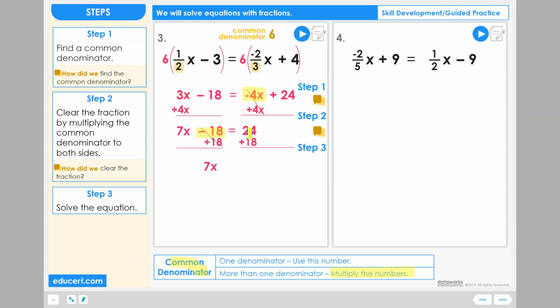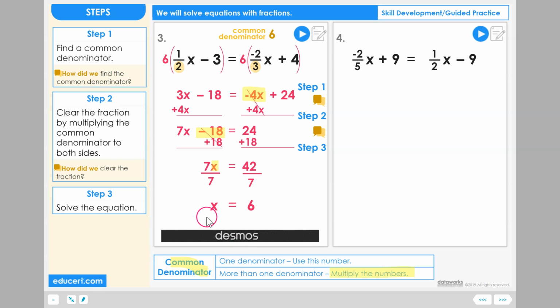7x is equal to 24 plus 18, which is 42. To finish solving our equation, we're going to use a multiplicative inverse of dividing by 7 on both sides to get the variable x all alone on the left side. 7 divided by 7 equals 1. 42 divided by 7 equals 6. So x equals 6. And we can check our answer using Desmos.com.